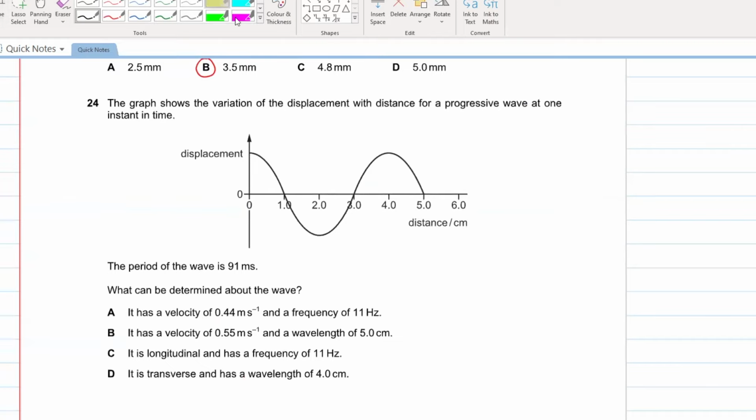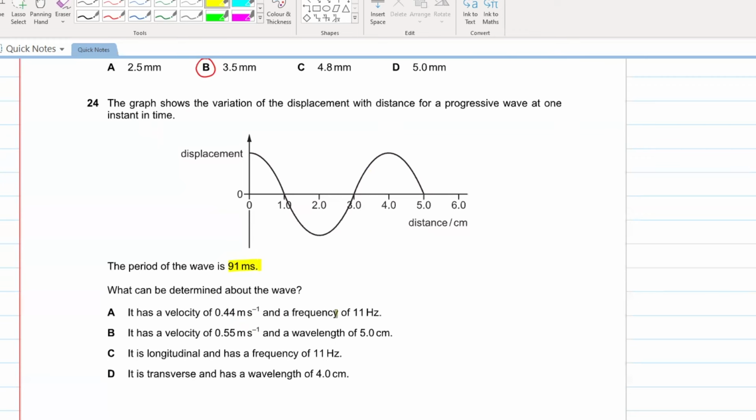The graph shows the variation of displacement with distance for a progressive wave at one instant in time. The period of the wave is 91 milliseconds. What can be determined from the wave? It has a velocity of this, and a frequency of this.